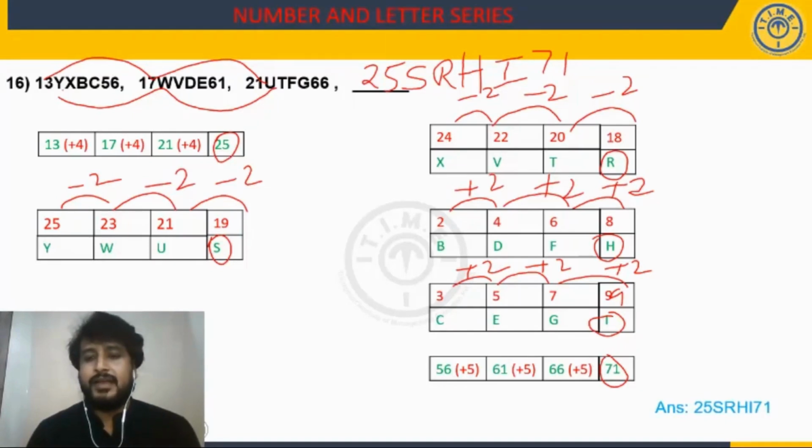25 S R H I 71. Logic in the first numbers plus 4, and logic in the letters, first letters minus 2, second elements minus 2, and logic in the third elements minus 2, logic in the fourth elements plus 2, logic in the fifth elements plus 2, logic in the last set of numbers plus 5, plus 5, plus 5. Okay, please copy the logic.